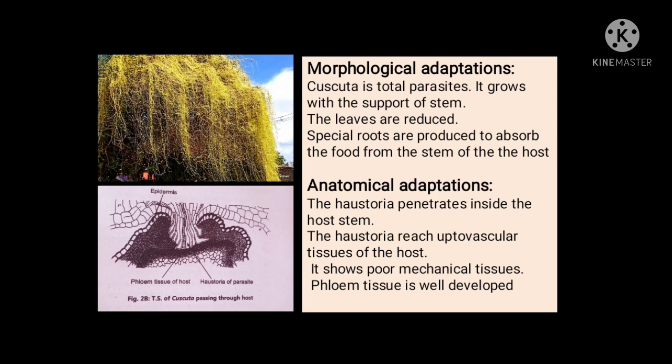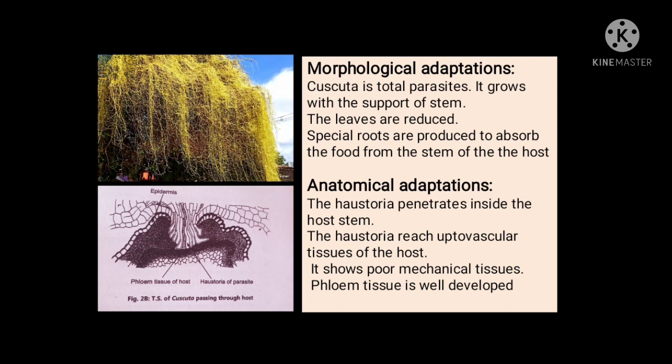Then we will see the anatomical adaptations in such a Cuscuta. When we take the TS of Cuscuta passing through the host, there is a presence of haustoria, and these haustoria penetrate inside the host stem. Such haustoria reach up to the vascular tissues of the host plant.